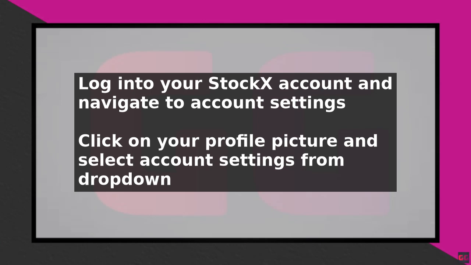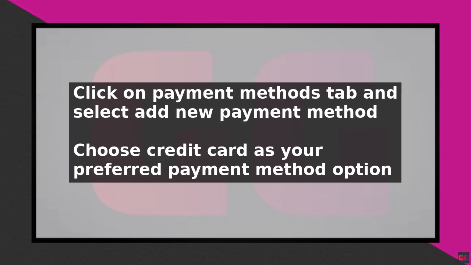In the Account Settings, click on the Payment Methods tab, where you will see the option to add a new payment method. Click on this and select credit card as your preferred payment method. You will then be prompted to enter your credit card details, including the card number, expiration date, and security code. Make sure to enter the details accurately, as any errors may prevent the card from being added successfully.